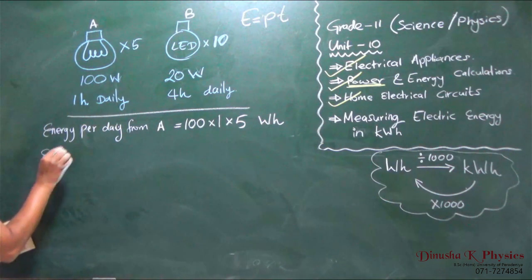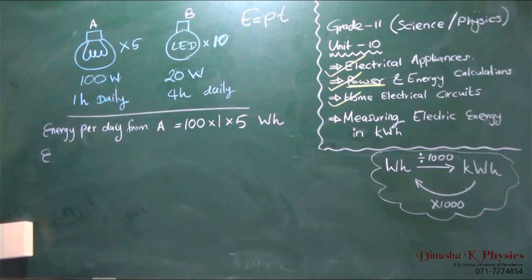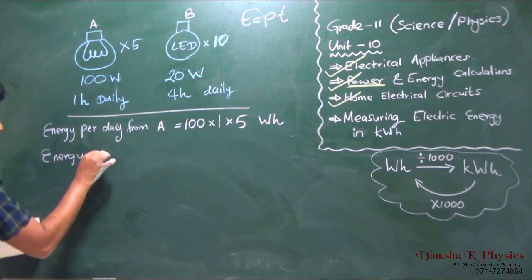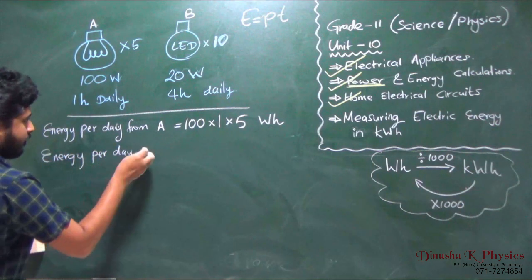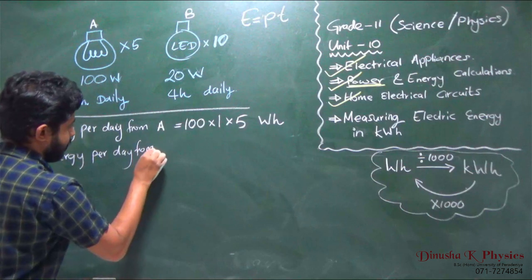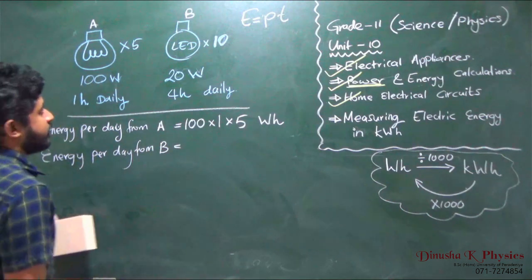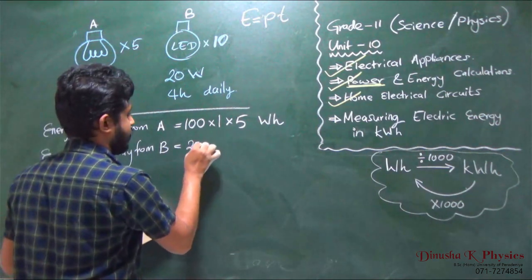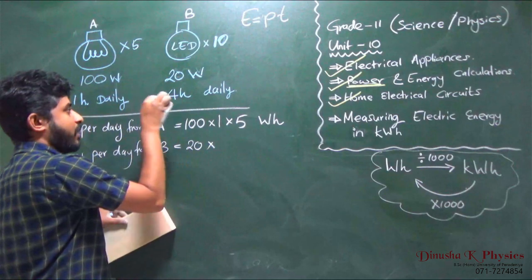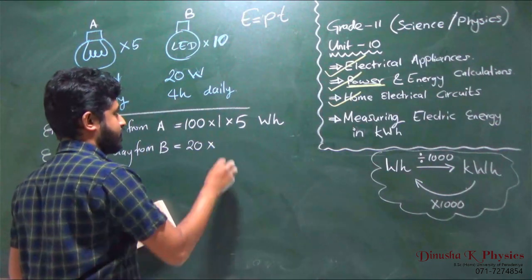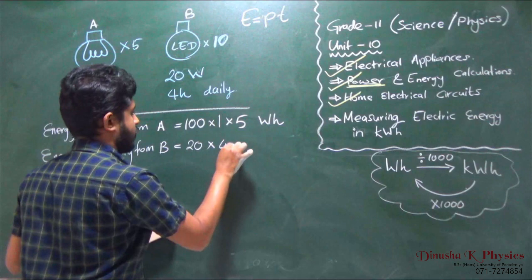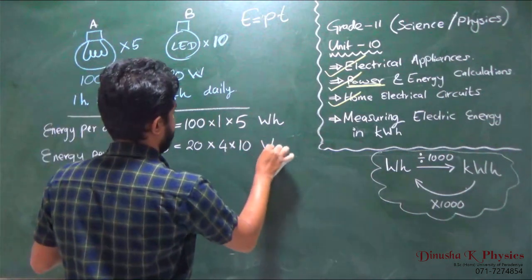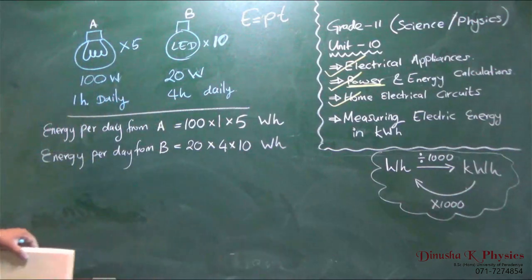Again, I am not going to simplify it because I will simplify it at the last. Energy per day from B bulbs. The watt value of B bulbs is 20, and the number of hours that it is going to operate is 4 hours, and altogether there are 10 bulbs. So this will be the total energy in watt hours per day.